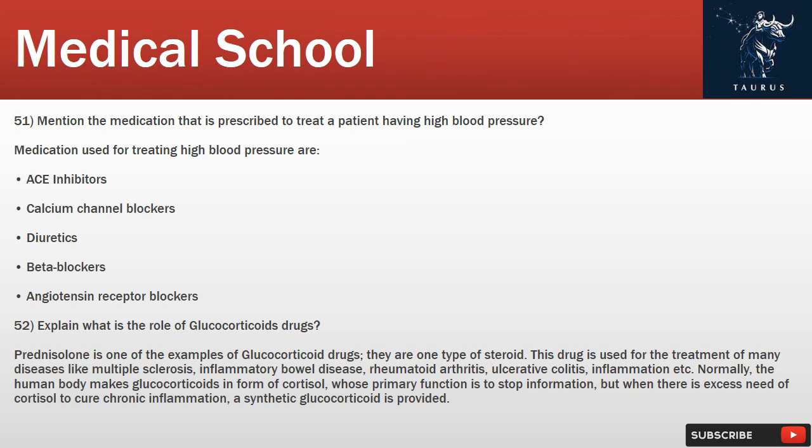52. Explain what is the role of glucocorticoid drugs. Prednisolone is one of the examples of glucocorticoid drugs. They are one type of steroid. This drug is used for the treatment of many diseases like multiple sclerosis, inflammatory bowel disease, rheumatoid arthritis, ulcerative colitis, inflammation, etc. Normally, the human body makes glucocorticoids in the form of cortisol, whose primary function is to stop inflammation. But when there is an excess need of cortisol to cure chronic inflammation, a synthetic glucocorticoid is provided.